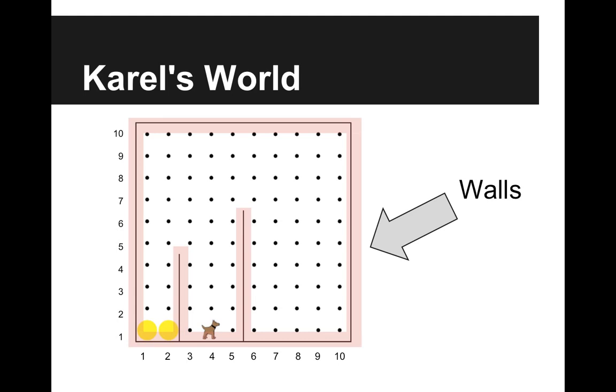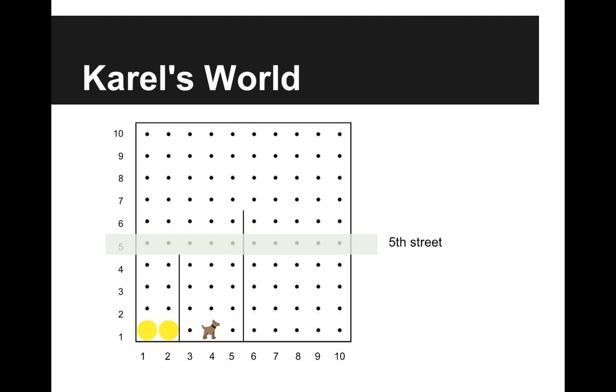First are the walls. The walls are represented by lines that Karel cannot move through. Some of these lines make up the border of the world, and some of these lines are inside on the grid. We also want to be able to refer to Karel's position. Karel is usually at a certain row and column.